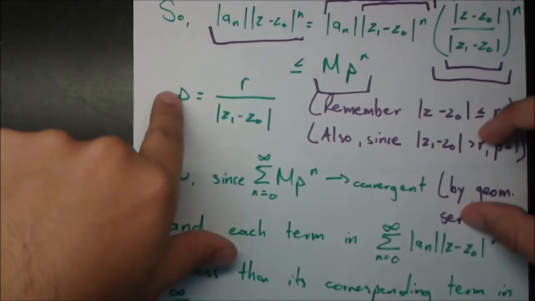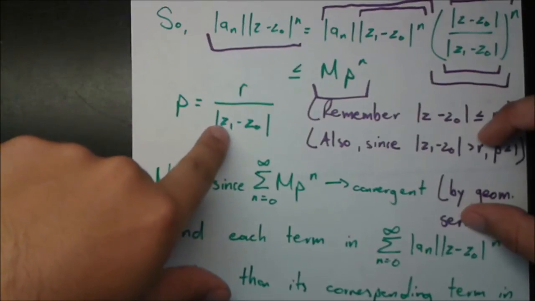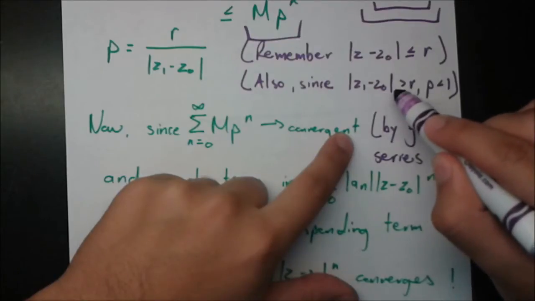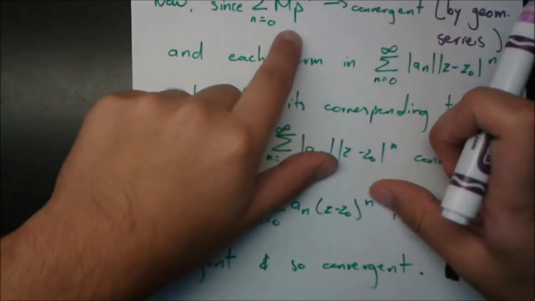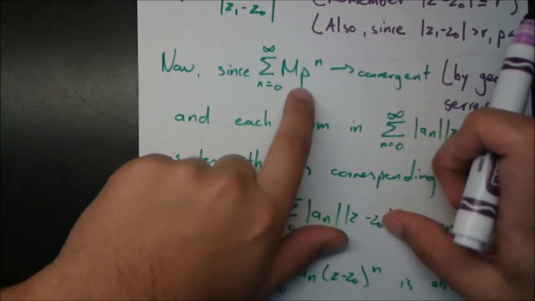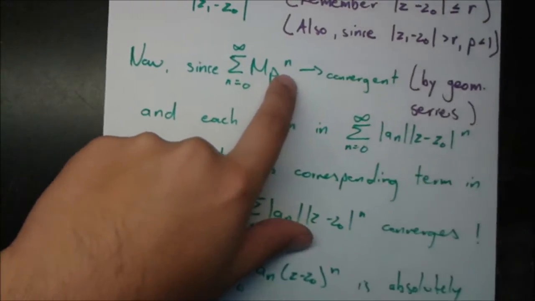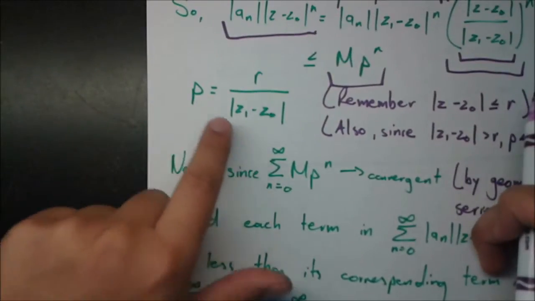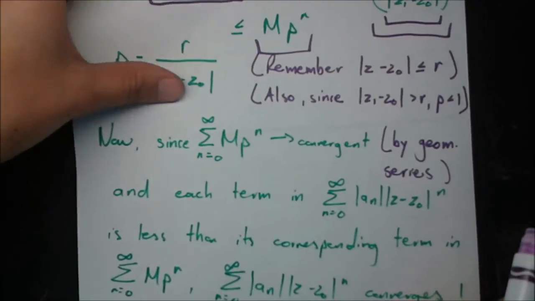So, well, we have this p, and this p is a fixed number, right? Because r is a fixed number, modulus z1 minus z0 is a fixed number. And furthermore, we know that modulus z1 minus z0 is greater than r, which makes p less than 1, which means that this is a geometric series. So go back to your algebra or geometry calculus to remember what a geometric series is, but the fact that this is a geometric series right here means that it will converge, because the absolute value of p, this ratio factor, is always less than 1, which is what we said here.